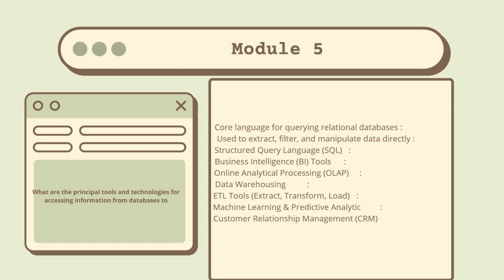Fourth is data warehousing, optimized for read-heavy operations and analytics. An example is Google BigQuery. Fifth is ETL tools, used to prepare and move data from source systems to a data warehouse. Examples are Talend and Microsoft SSIS.